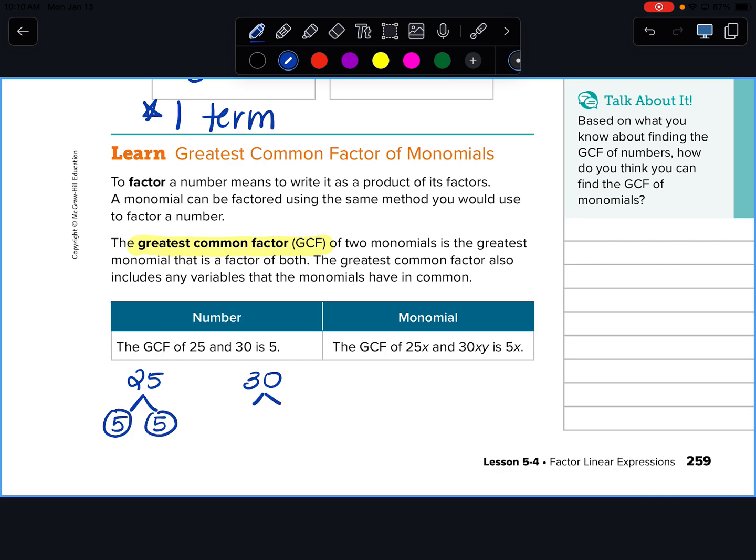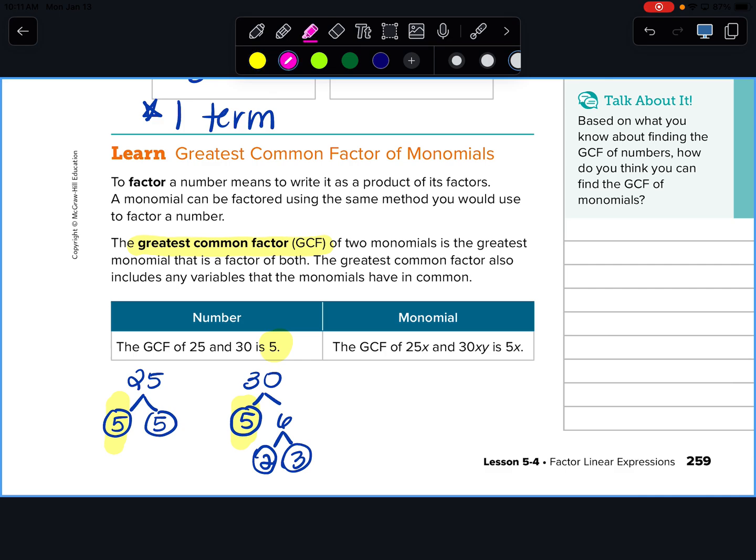For 30, think what times what is 30? How about 5 times 6? 5 is prime, 6 can keep going. What multiplies to give you 6? 2 and 3, both of those are prime. Now, if I'm looking at these and I ask myself, what's the greatest common factor? Common means they both have it, greatest means the biggest. So let's look at what they have in common. I see a 5 and a 5. They do not have anything else that I've circled in common. So that's why we said the greatest common factor of the numbers is 5.